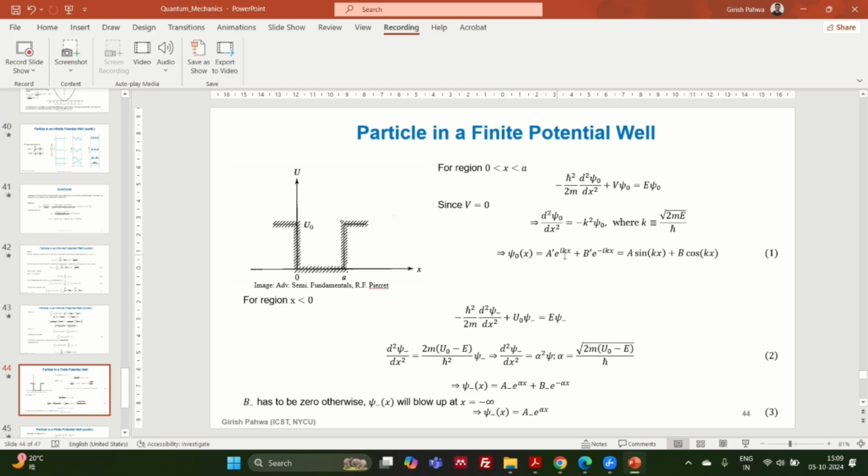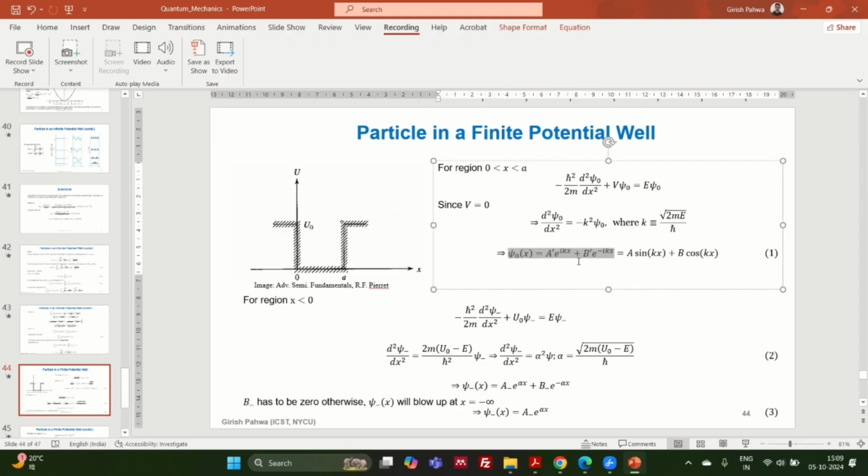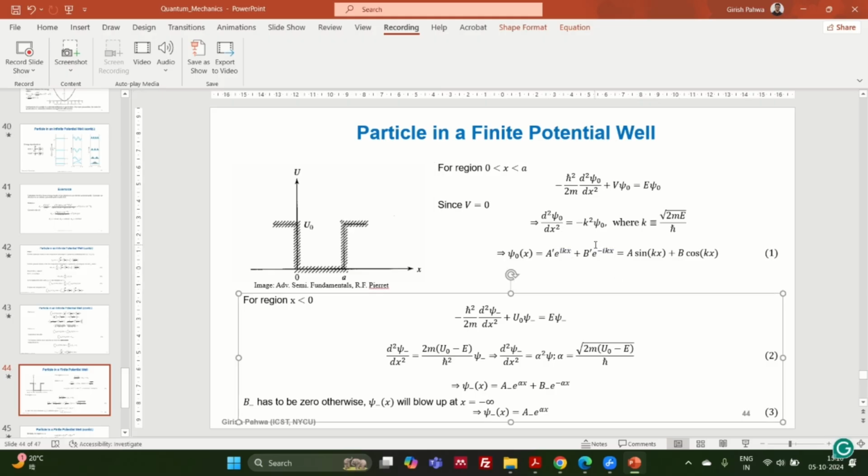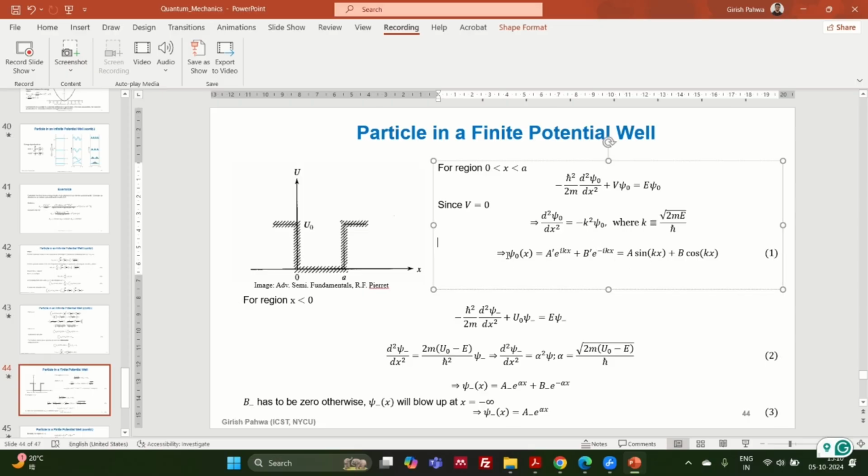When do you get a solution of the type a e to the power iota kx plus b e to the power minus iota kx? When you have d2 psi over dx square equal to minus k square into psi. There should be a minus here and it should be a positive number. Only then you get a solution like this. If you have a plus here, then that will not be a complex number. In the next part we'll see that. So psi of x you get as some A sin kx plus B cos kx.